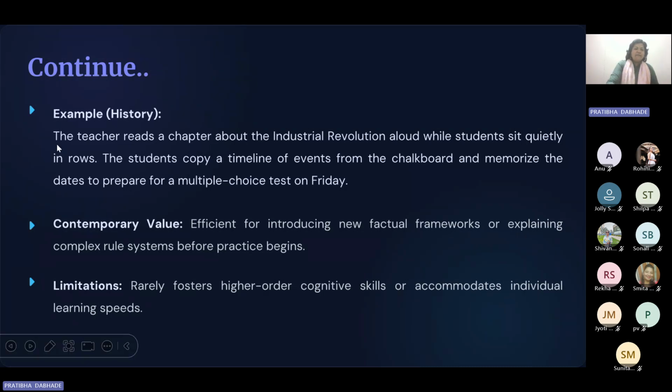One example is given over here related to history. The teacher reads a chapter about the Industrial Revolution aloud while students sit quietly in rows. The students copy a timeline of events from the chalkboard and memorize the dates to prepare for the multiple choice test on Friday. So this is the actual scenario in the traditional classroom, right?